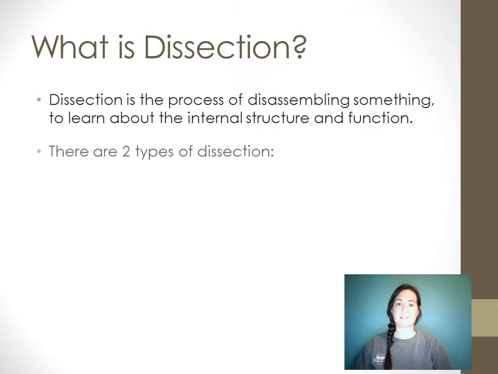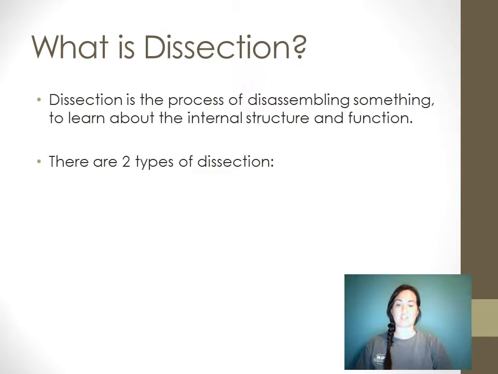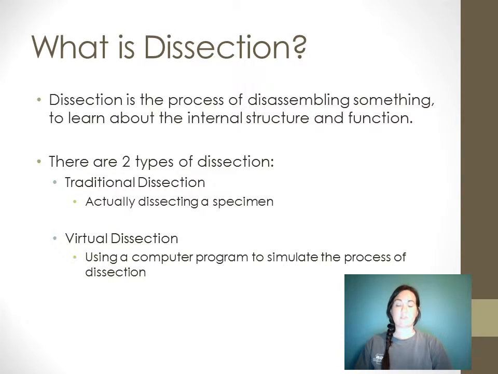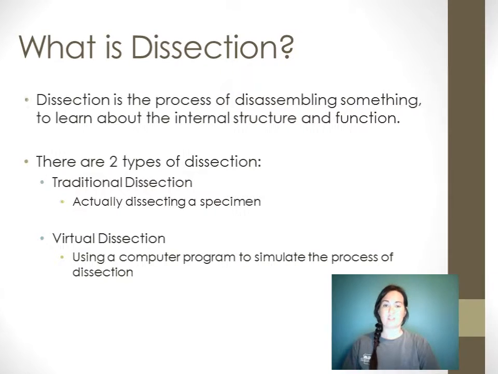There are two types of dissection. The first type of dissection is traditional dissection. This is the process of actually dissecting a specimen, or known as a wet lab. The second type of dissection is virtual dissection. This is using a computer program to simulate the process of dissection.